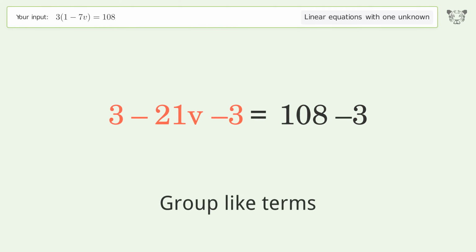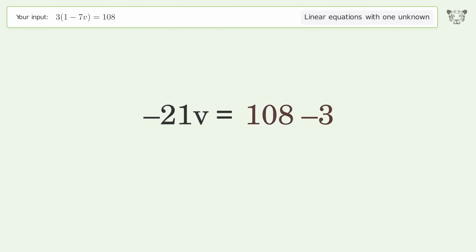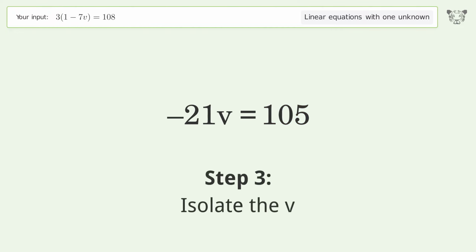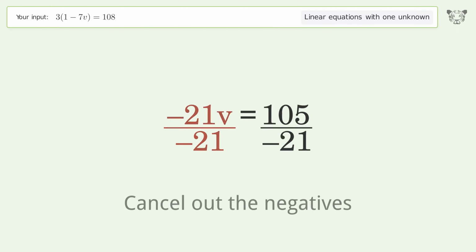Group like terms. Simplify the arithmetic. Isolate the v. Divide both sides by -21. Cancel out the negatives.